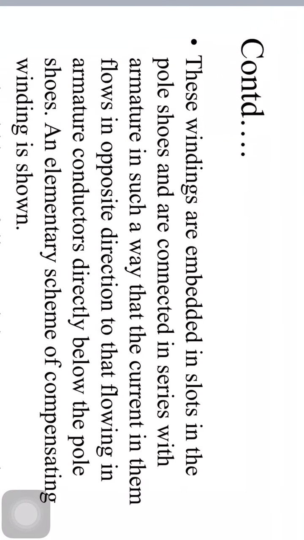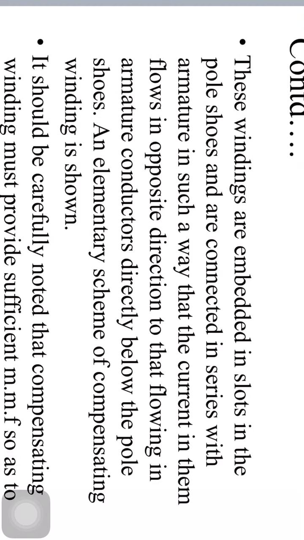These windings are embedded in slots in the pole shoes and are connected in series with the armature in such a way that the current in them flows in the opposite direction to that flowing in armature conductors directly below the pole shoes. An elementary scheme of compensating winding is shown in the above figure. That is, the windings are embedded in slots in the pole shoes and connected in series with the armature such that the current in them flows opposite to that in the armature conductors directly below the pole shoes.